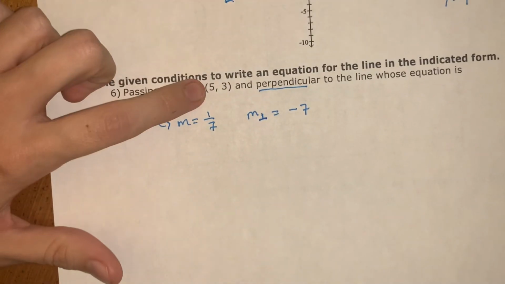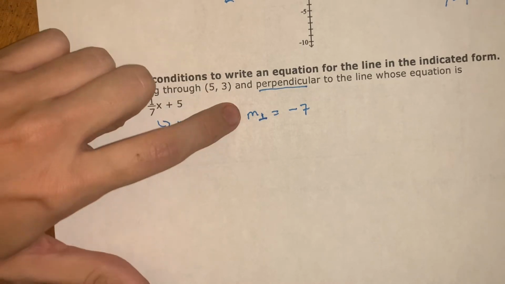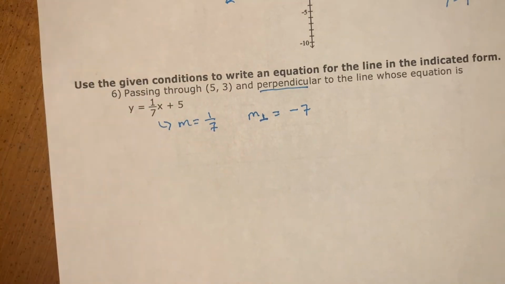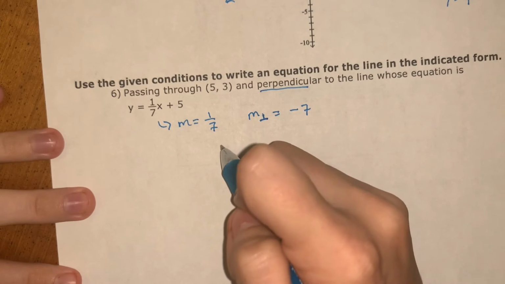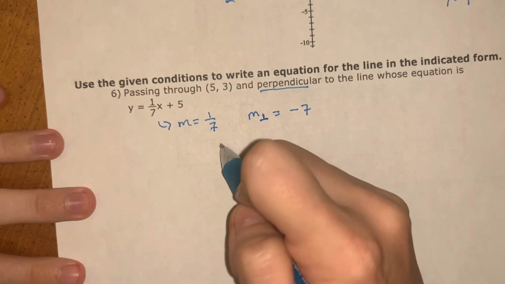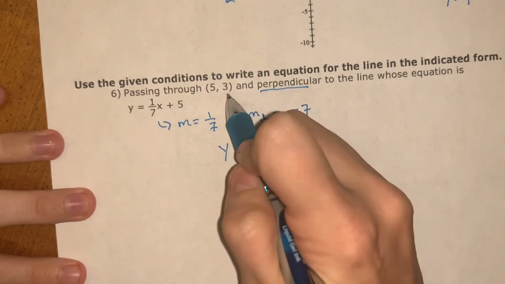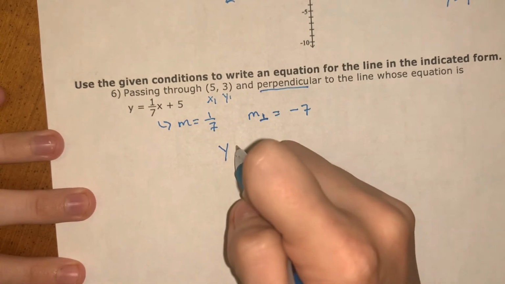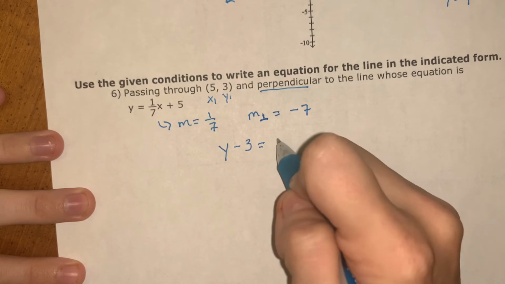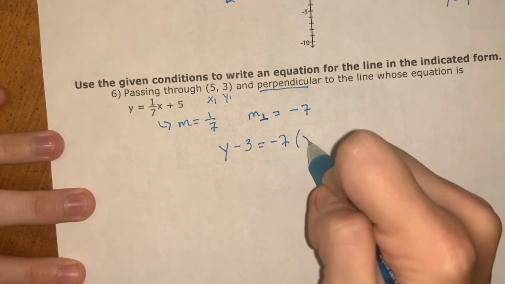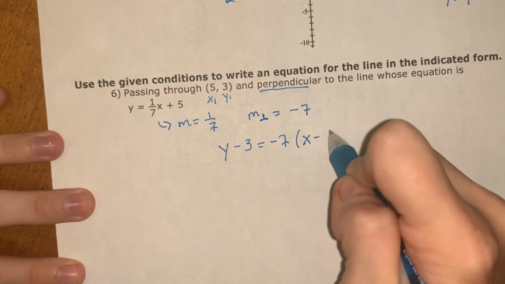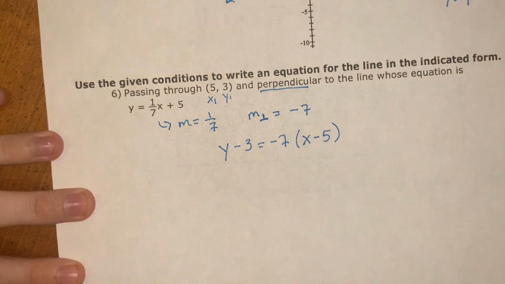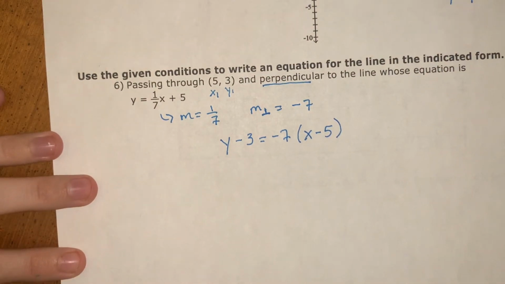So here we have a point on our line. Here we have the slope of our line. That tells me let's go to point-slope form. So again, point-slope form, we're going to go y minus y1. y1 here is 3, x1 is 5. So y minus 3 equals m, -7 times x minus x1, which is 5. So that's point-slope form. We want it in slope-intercept form.